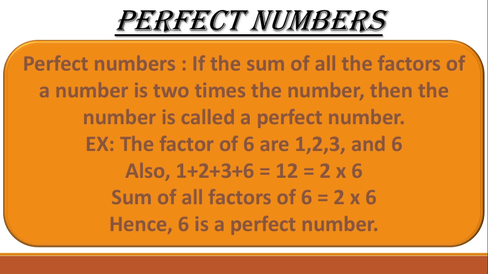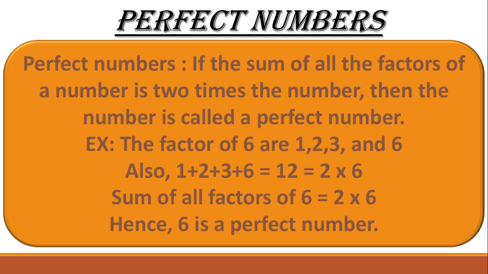Now let's add the factors. So 1 plus 2 is 3 and 3 plus 3 is 6 and 6 plus 6 is 12. Now we got the sum as 12. So factors of 6, if we add them, the sum will be 12. And what is 12? 12 is 2 times 6. Means if we do 2 into 6, we will get 12. So 12 is 2 times the number 6, right? So the sum of all factors of 6 is 2 into 6. Hence 6 is a perfect number.